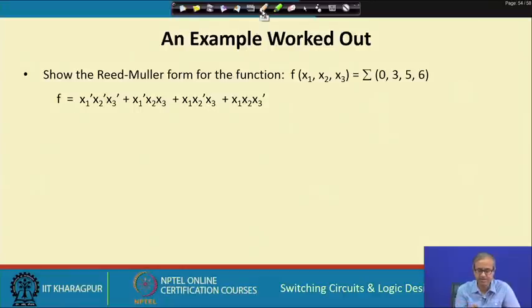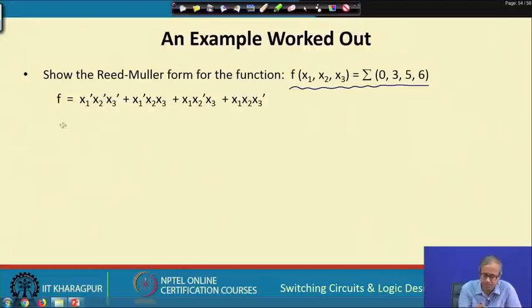Suppose we want to find the Reed Muller expansion for this function. There are 4 true minterms 0, 3, 5, 6. If you carry out minimization, you will see that the minimized form of the function will be this. There are 4 product terms. Now, one thing you observe is that between each pair of product terms, if you take AND, it will be 0. So, this OR can be replaced by XOR, that is the idea.